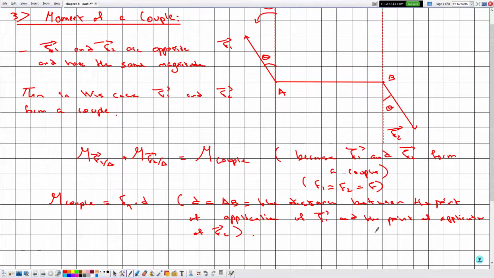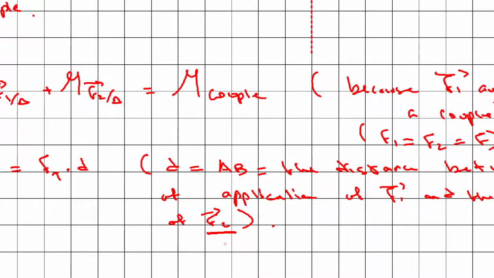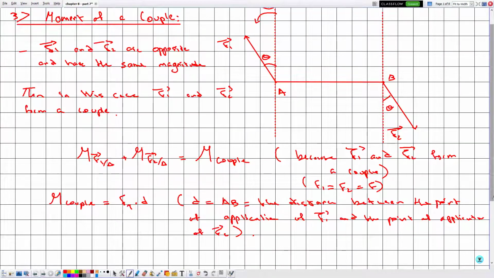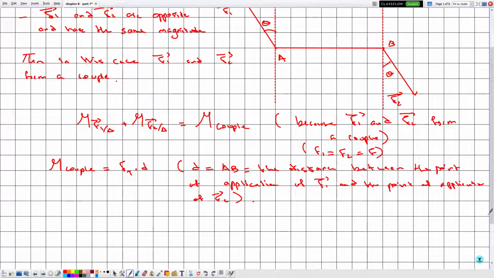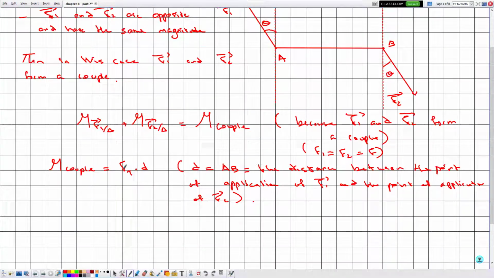And as you can notice, whenever we are talking about the couple, the distance D represents the distance between the point of application of the force F1 and the point of application of the force F2. Whereas if we are talking about the moment of the force F1 alone, it's given by F1 tangential multiplied by the distance D. In this case, this distance is the distance between the point of application of the force F1 and the axis of rotation.